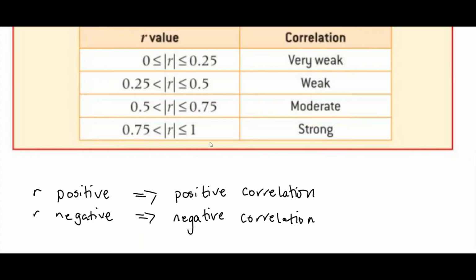Please make sure you have written down these boundaries and which word we associate with it. This is how we can quantify whether the correlation is strong, moderate, weak, or very weak.